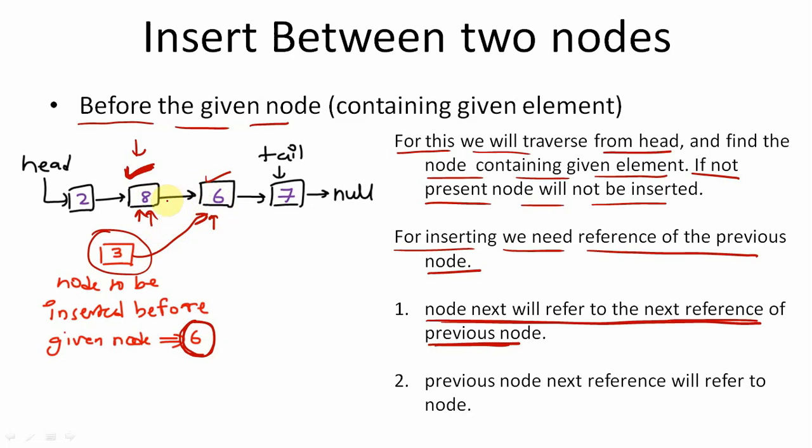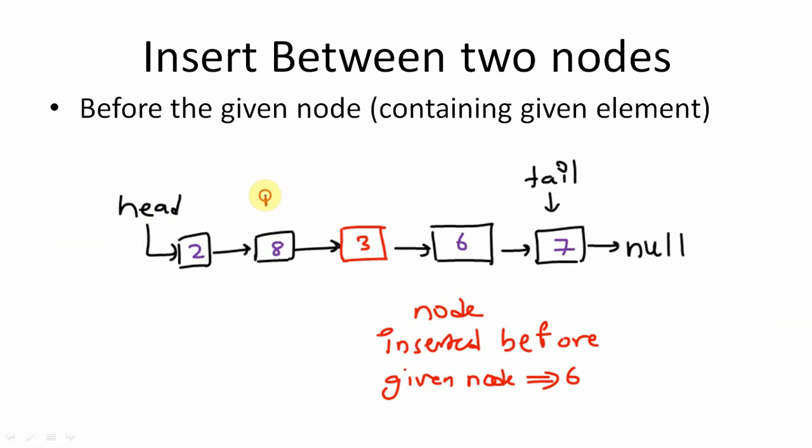And the second thing we have to do is update the previous node's next reference, so it will refer to the node. Now we will convert this arrow like this, we will change the reference. In this way we are going to insert before the given node. So see, 3 is inserted before 6 and it is inserted between 8 and 6. In this way we can add before a given node.